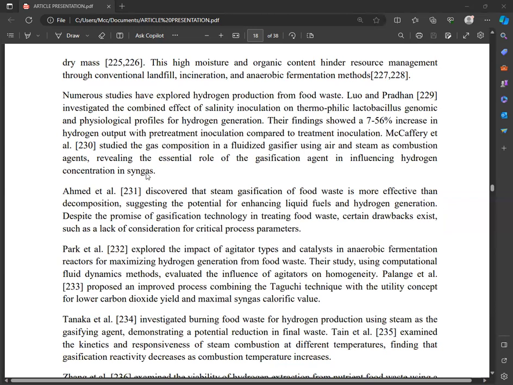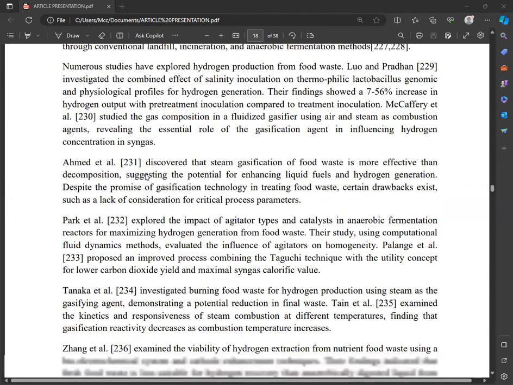Basically, numerous studies have explored hydrogen production from food waste. For example, the combined effect of salinity and inoculation on thermophilic lactobacillus genomic and physiological profile for hydrogen generation. The findings showed a 7 to 56% increase in hydrogen output with pre-treatment inoculations.